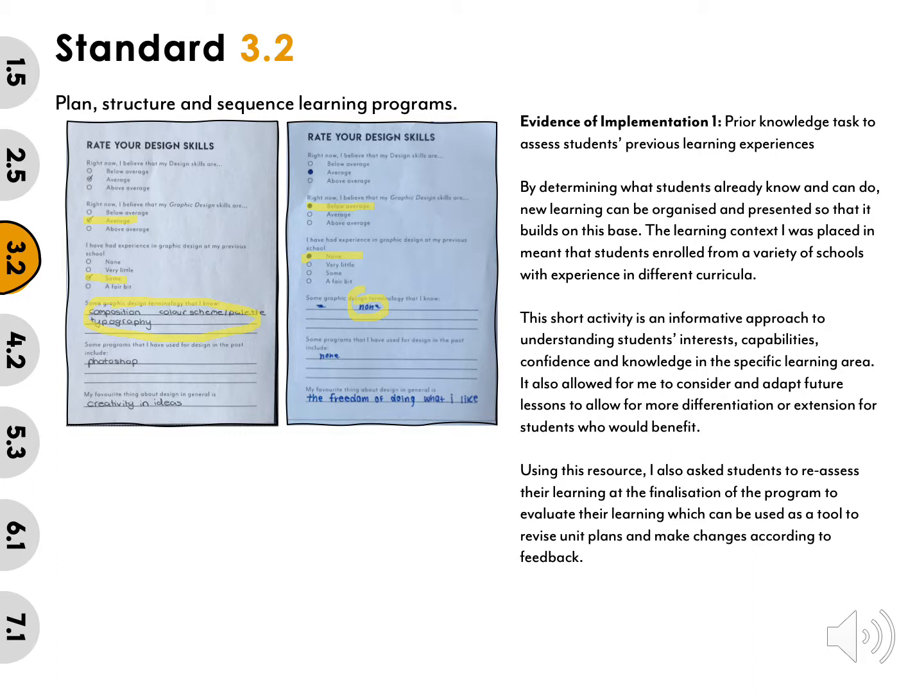This was especially important in the learning context that I was placed in as I was in a senior school where all Year 11 students are new enrolments and have come from a number of different schools with obviously different design curricula. I not only identified students who would benefit from differentiation, but also identified students who would need extension and challenging content due to significant previous experiences. I also asked students to reassess their learning at the completion of the unit to evaluate their learning over the course of the unit. This can also be used as a tool to revise unit plans and make changes accordingly.